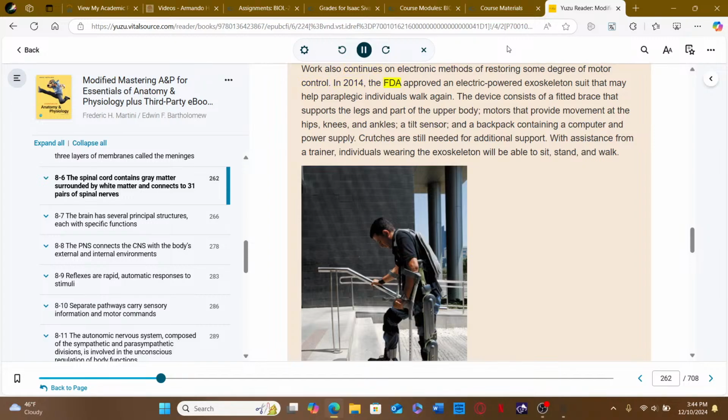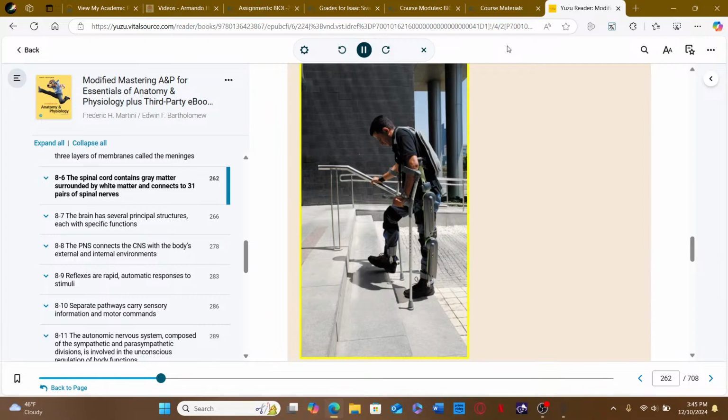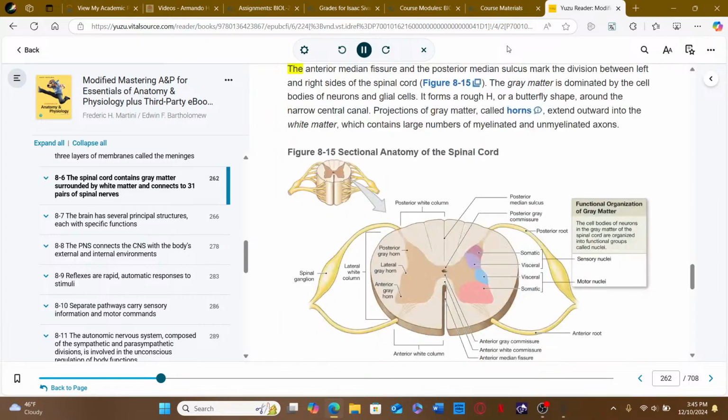In 2014, the FDA approved an electric-powered exoskeleton suit that may help paraplegic individuals walk again. The device consists of a fitted brace that supports the legs and part of the upper body, motors that provide movement at the hips, knees, and ankles, a tilt sensor, and a backpack containing a computer and power supply. Crutches are still needed for additional support. With assistance from a trainer, individuals wearing the exoskeleton will be able to sit, stand, and walk. An adolescent wears forearm crutches as he walks up a set of steps.